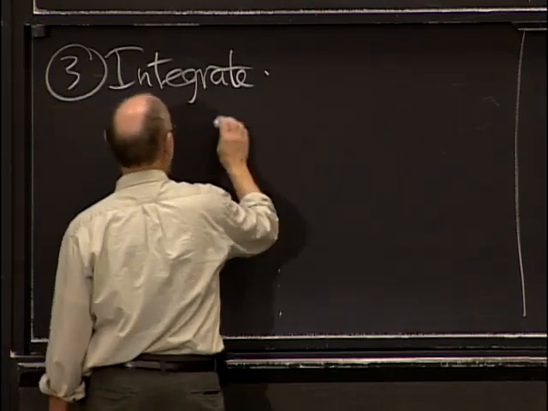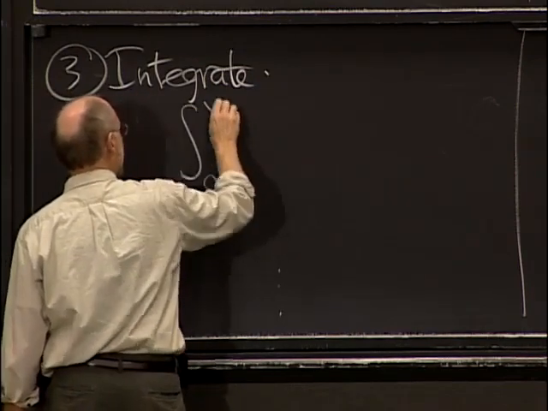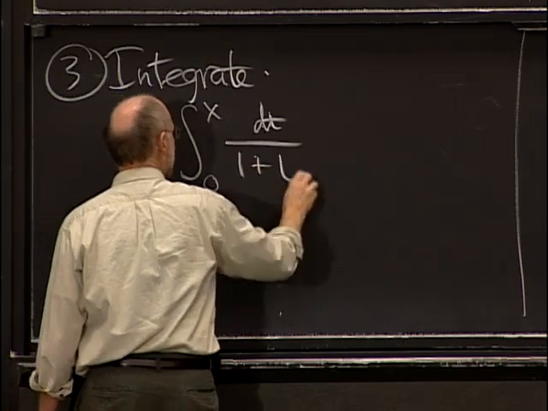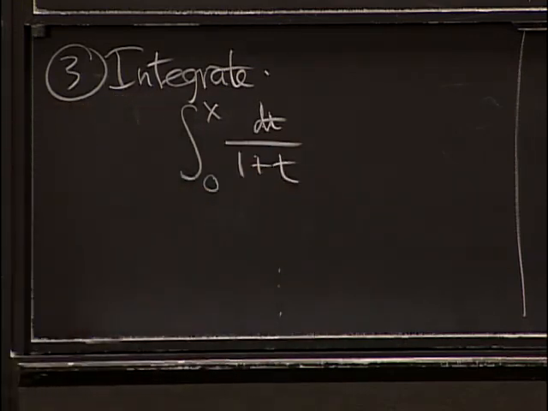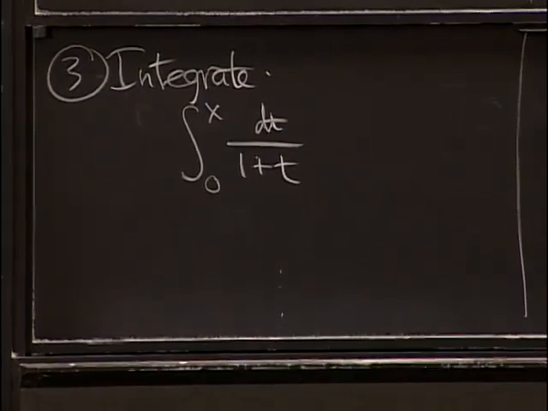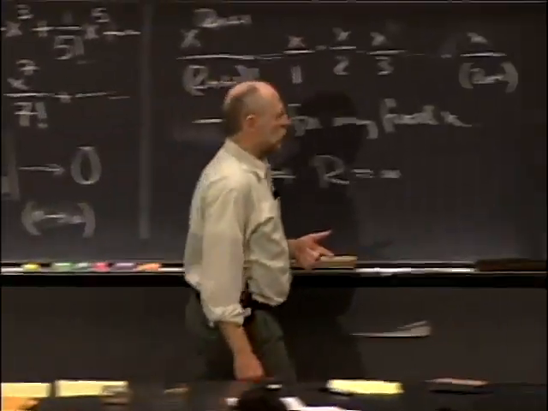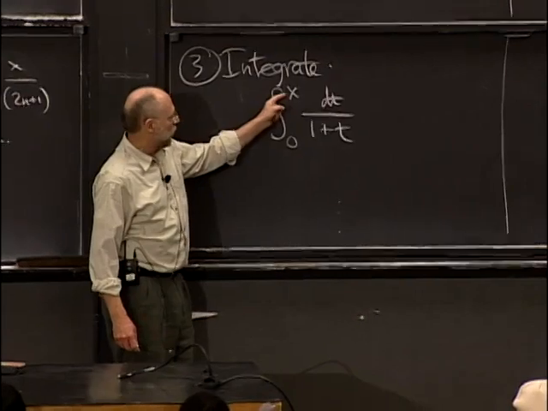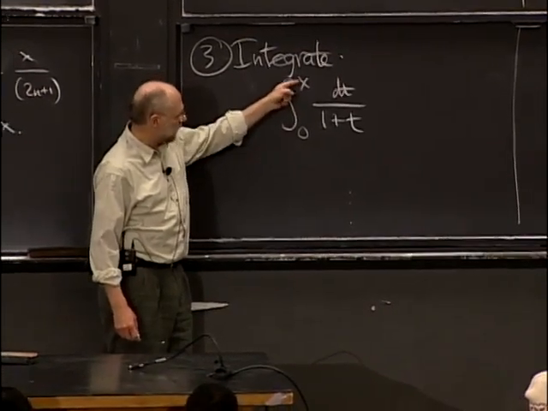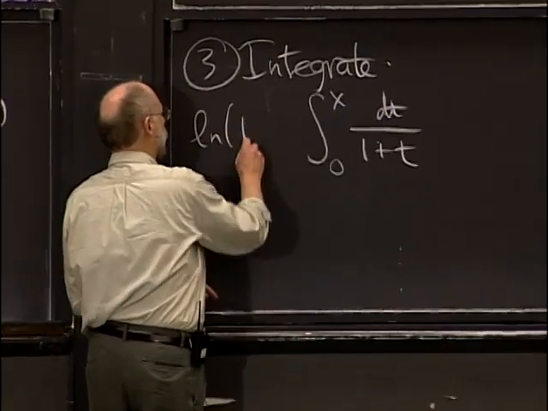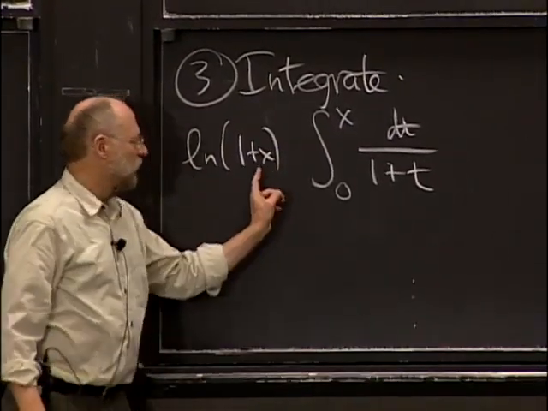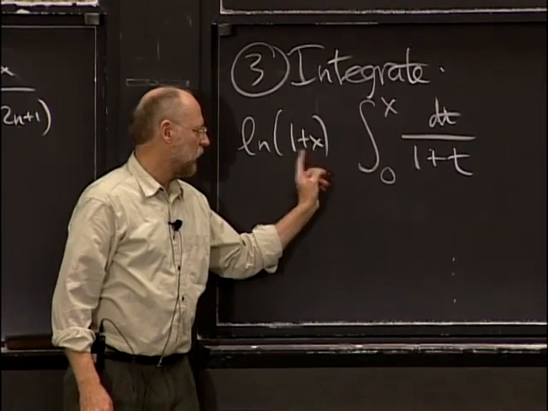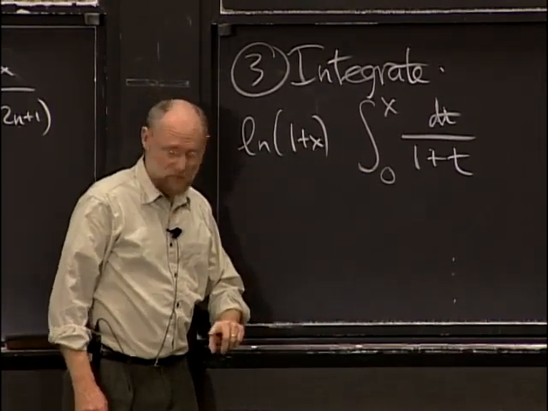So the integration I'm going to do is this one. The integral from 0 to x of dt over 1 plus t. What is that integral as a function? When I find the antiderivative of this, I get the natural log of 1 plus t. Then when I evaluate that at t equals x, I get the natural log of 1 plus x. And when I evaluate the natural log at 0, I get the natural log of 1, which is 0. So this is what you get.